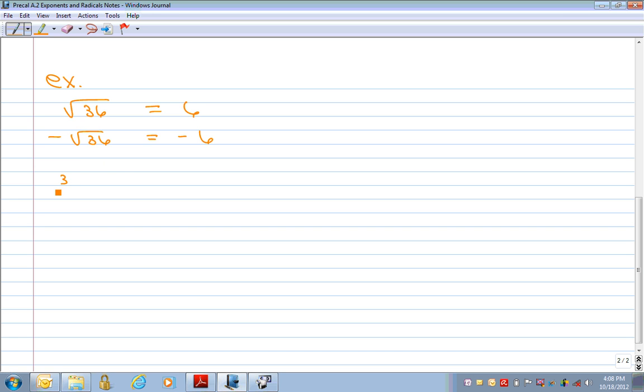We have the cube root of 125 over 64. We can break this down into 2. We can make this the cube root of 125 over the cube root of 64. The cube root of 125 is 5 because 5 times 5 times 5 is 125. And the cube root of 64 is 4 because 4 times 4 times 4 is 64. So 5/4 would be your final answer.